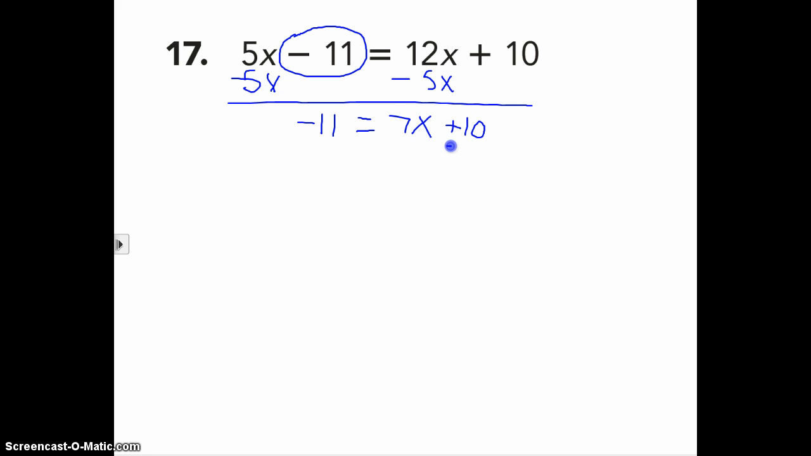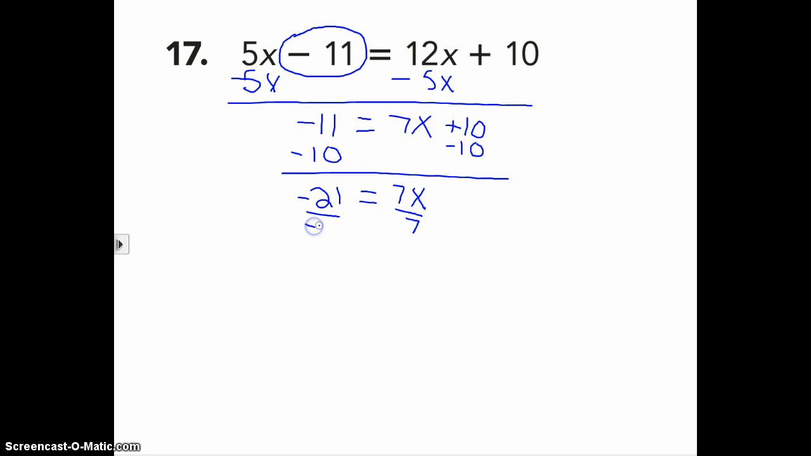I'm going to do the opposite of plus 10. I'm going to subtract 10 from both sides. This is another integer problem here. Negative 11 minus 10. Remember your integer rules, and you'll find out that that's negative 21. Bring down your 7x. So now I have one operation left, that's multiplication here, and the opposite of multiplication is division.